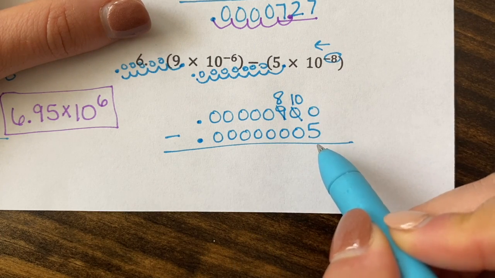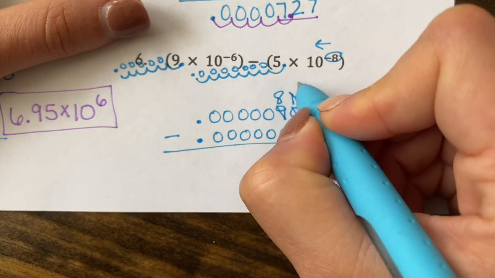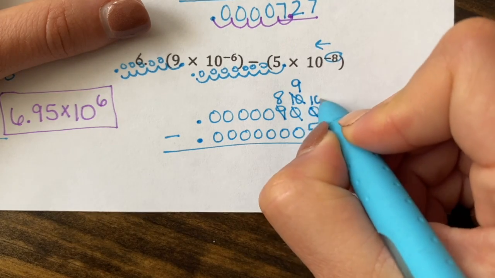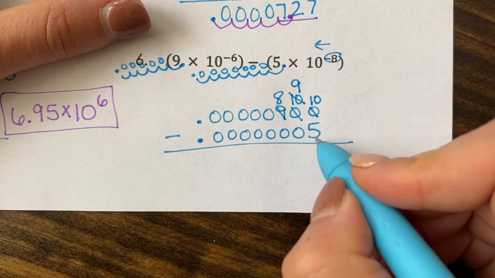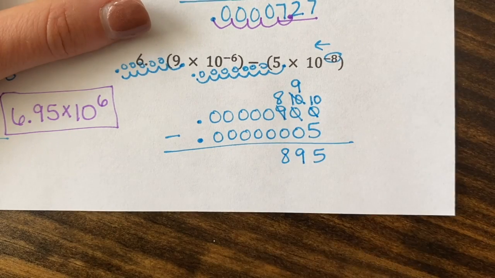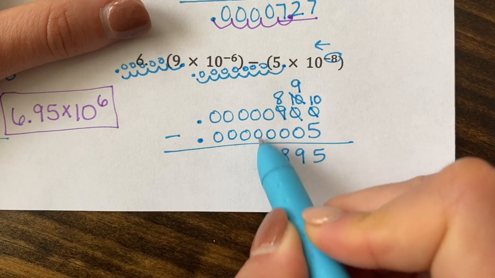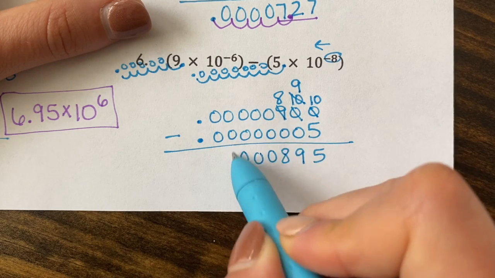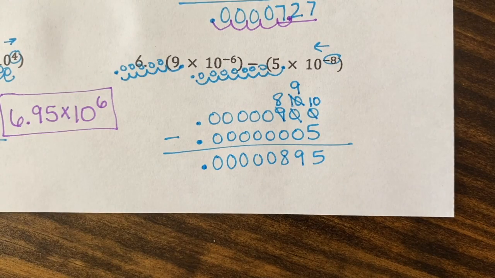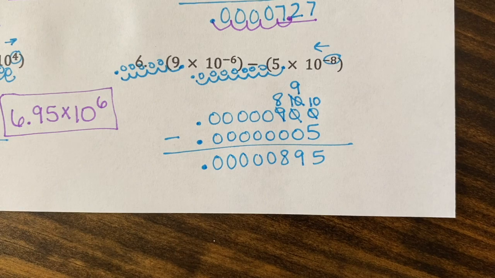0 minus 5, you can't do that. So you have to borrow from 10. If you take 1 from 10, it becomes 9. Add it to this 0, becomes 10. 10 minus 5 is 5. 9 minus nothing is 9. 8 minus nothing is 8. Here, just make sure you have the correct number of zeros. So this number is the tiniest of them all that we've done today, 0.0000895. So that's your final answer.